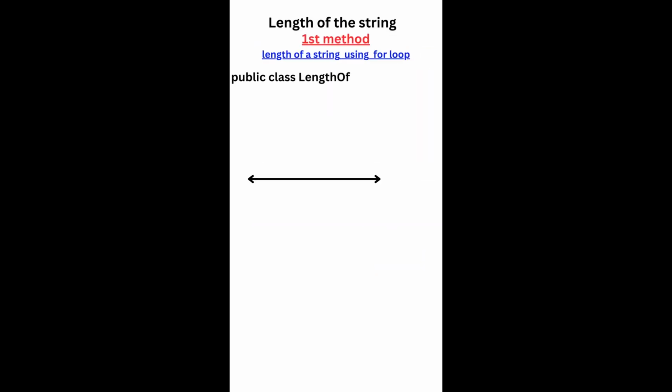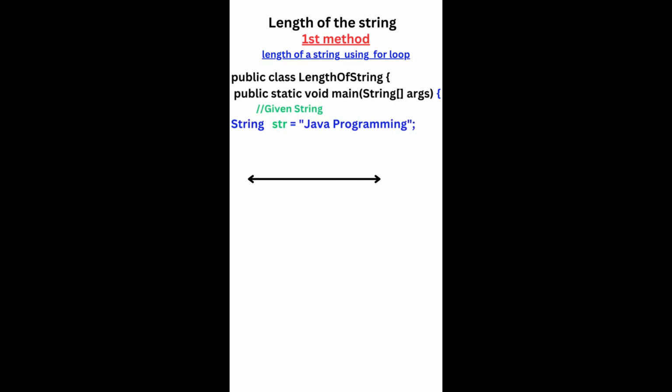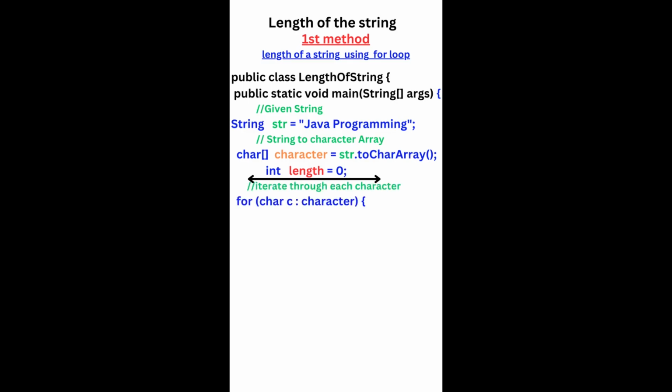Find length of string. First method is to find the length of a string using a for loop. Given string is Java programming. First, convert the string to a character array. Declare a variable length and initialize it to 0. Use a for loop. It will iterate over the characters in the string until it reaches the end. In each iteration, we increment the length variable by 1. Then print the length.